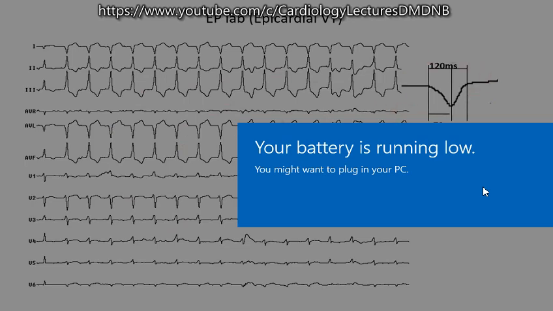I've calculated the maximum deflection index, which says that if the initial deflection is slow, like a pseudo delta, very, very slow as compared to the distal, it is one of the markers of epicardial origin of the VT.